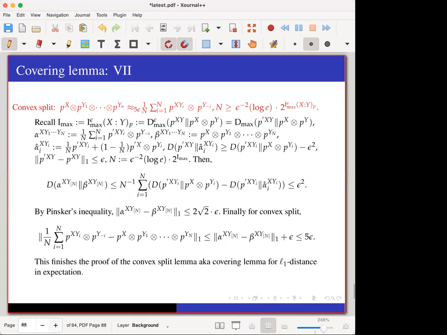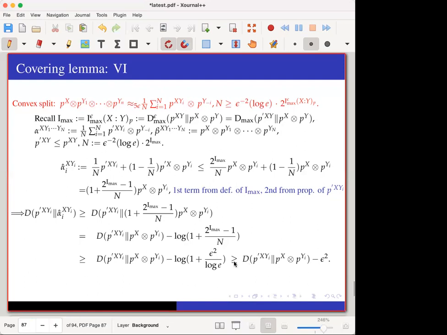So we are done. This just ties up together. This is what I was trying to prove for convex split. I had defined alpha on all the registers, beta on all the registers. I wanted to show that the relative entropy is less than epsilon square. So I use a lemma to write it as an average of these quantities. The IFM is this difference, and I just showed that this difference is less than epsilon square in the previous slide.